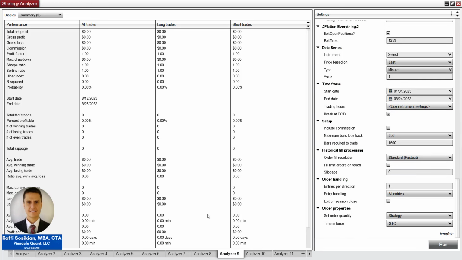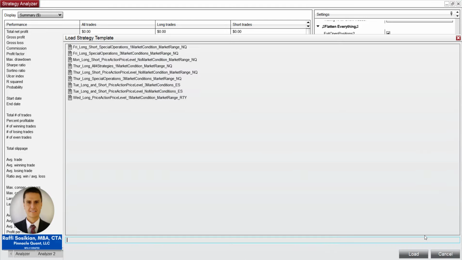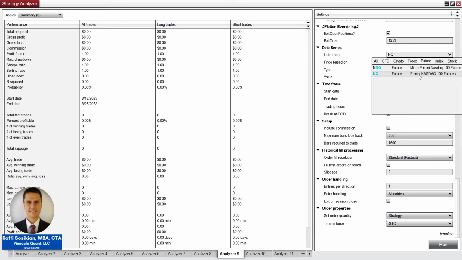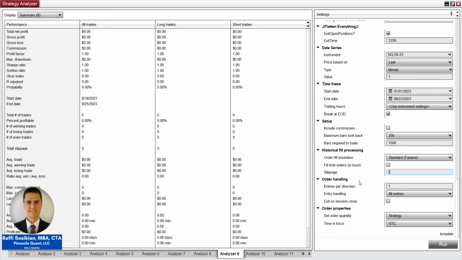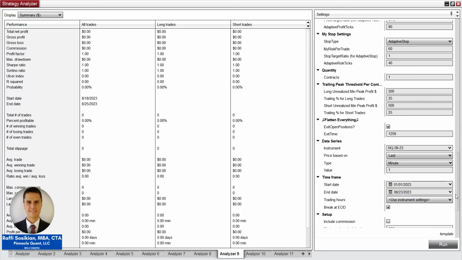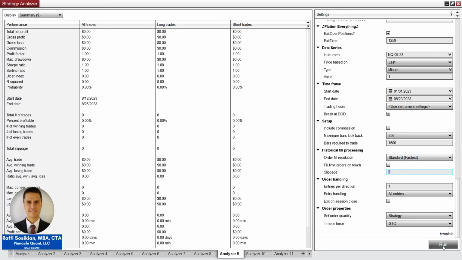And again, if somebody wants to see the full 2 years or what have you, I'd be happy to demonstrate that on a separate Zoom call. Alright, this is the final one, from the templates at least. It's the final one. Alright, that has 2 ticks of slippage. 6:30 to 12:30. And that's the final one.